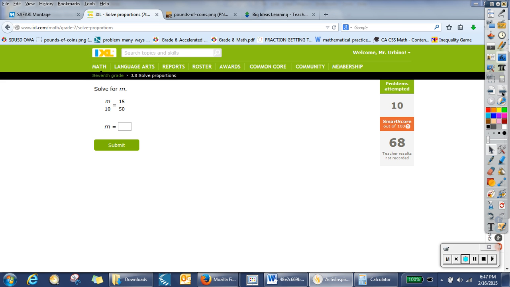Alright, now let's take a look at this one. m/10 is equal to 15/50. Alright, here we go. Ooh, this one. No, we haven't used cross products in a bit, so let's just use cross products for this one. I like using cross products whenever I'm working with 10 because 15 times 10 is going to give me a very easy number to work with. Again, we're just going to cross like this.